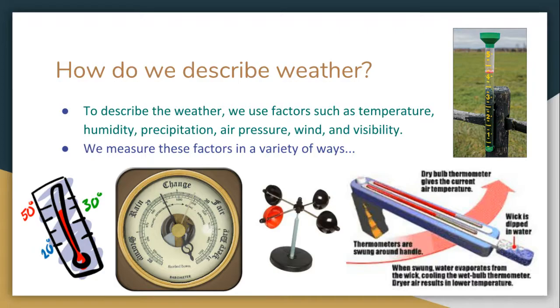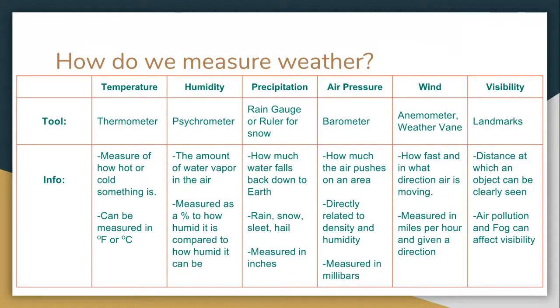In order to describe weather, we use factors such as temperature, humidity, precipitation, air pressure, wind, and visibility. We use a lot of tools to measure those. So for example, temperature is measured with a thermometer. It's a measurement of how hot or cold something is. It could be measured in degrees Fahrenheit or degrees Celsius.